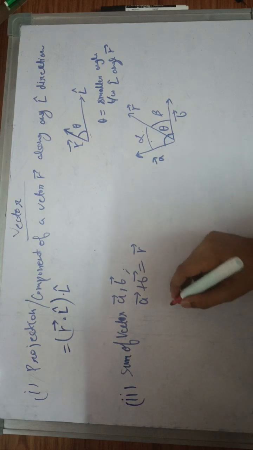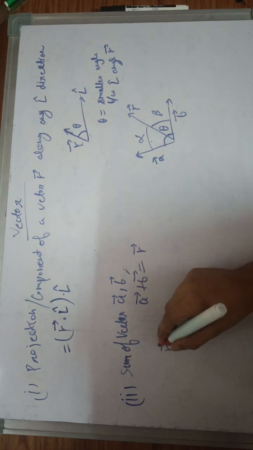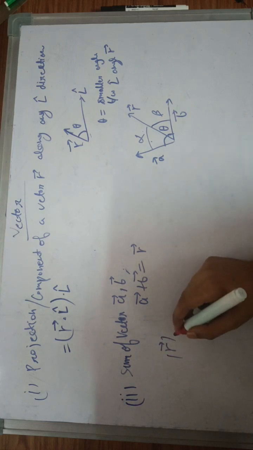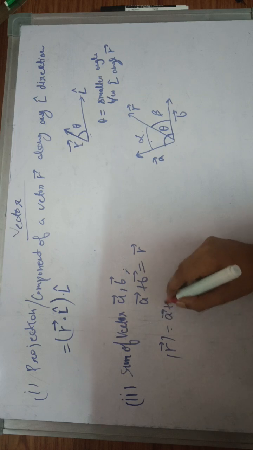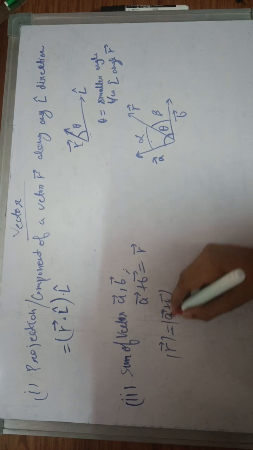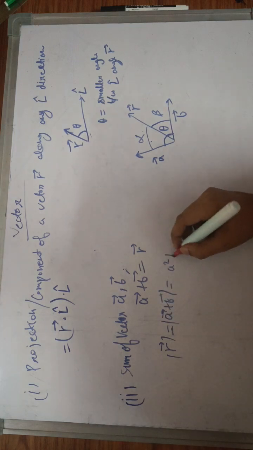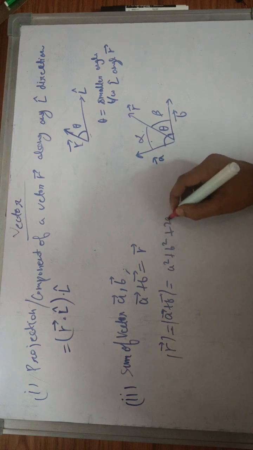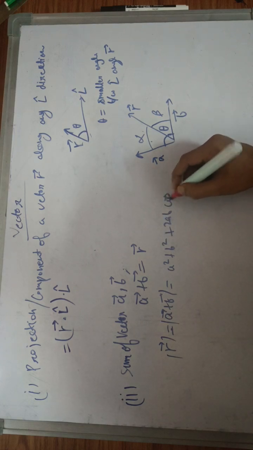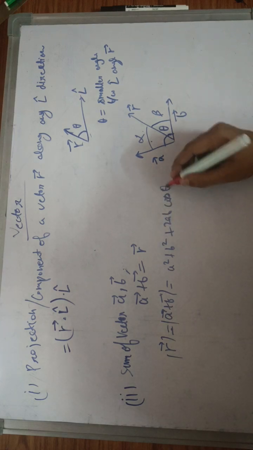Then we say that the magnitude of R vector, or the sum of these two vectors, is equal to the square root of A square plus B square plus 2AB cos of the angle between A and B, which is theta.